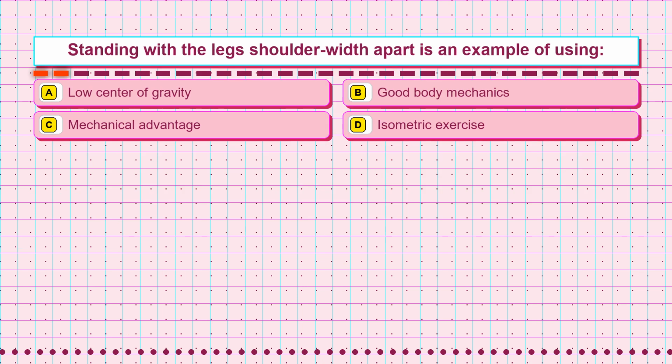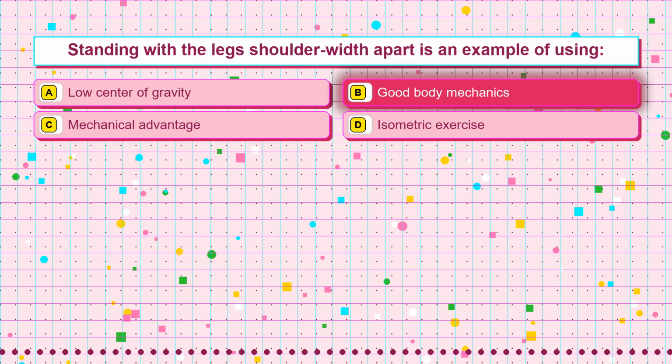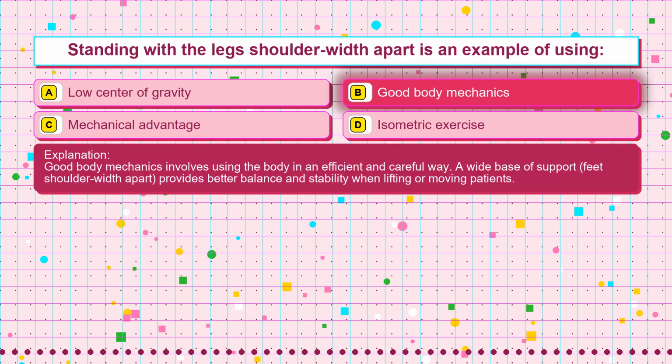Question 72. Standing with the legs shoulder-width apart is an example of using: Option A, low center of gravity. Option B, good body mechanics. Option C, mechanical advantage. Option D, isometric exercise. The correct answer is option B, good body mechanics. Good body mechanics involves using the body in an efficient and careful way. A wide base of support, feet shoulder-width apart, provides better balance and stability when lifting or moving patients.